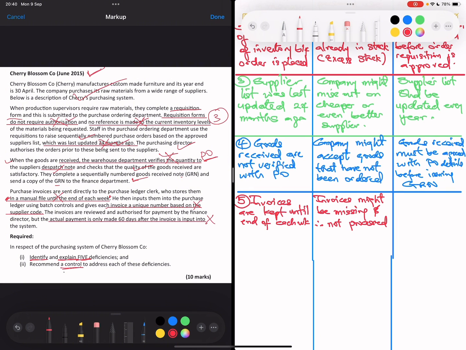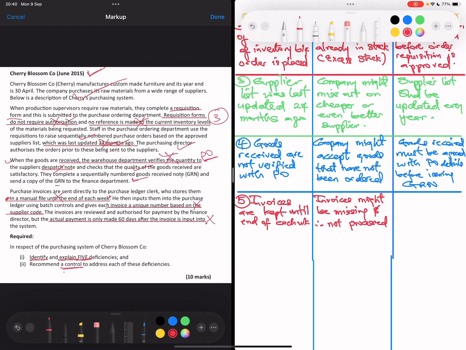Yeah, so you can think about it. What is the solution to this? What is the control? I think we should process it immediately. So once you receive the invoice, the clerk should just check that, okay, yes. Remember the three-way check, that for that invoice, there's a GRN and there's a PO for it. And at that point, the invoice should be processed.